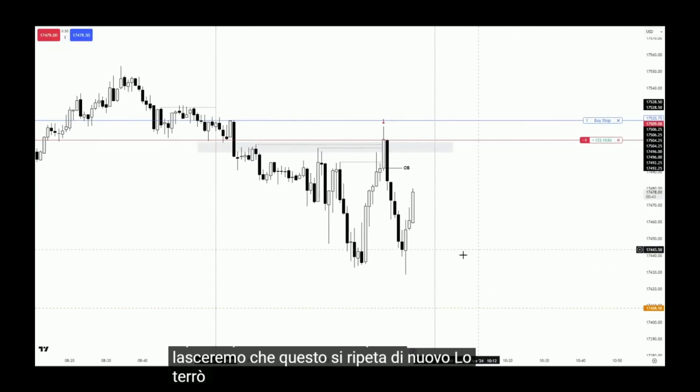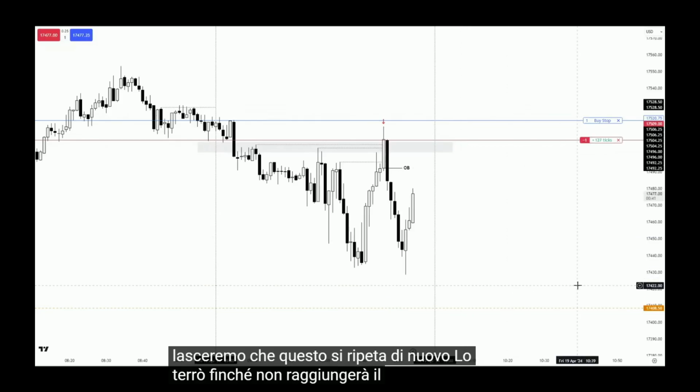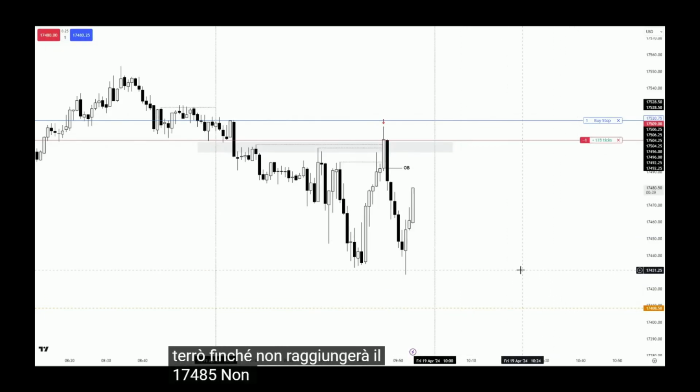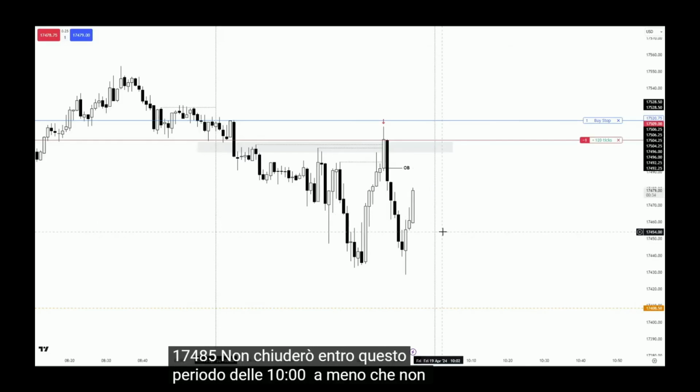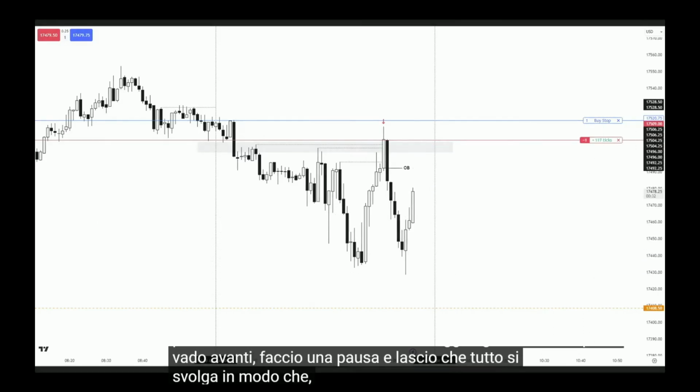Again, I will hold until it hits the 17,408.50. I'm not closing within this 10 o'clock period unless it hits the target. So I'm going to go ahead and pause and let this play out.